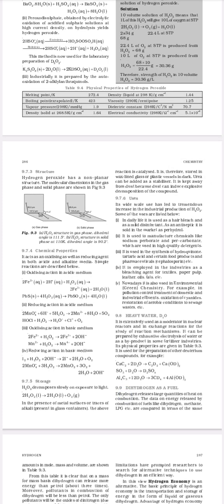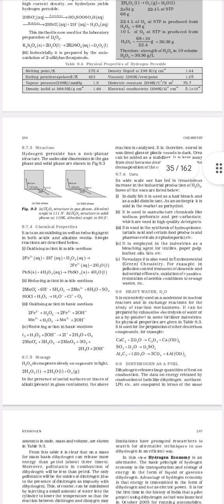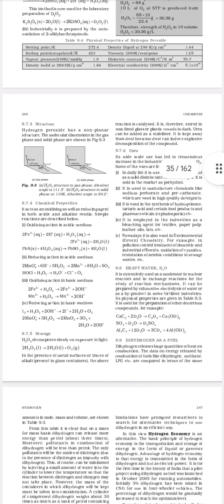Next is chemical properties of this compound. It acts as an oxidizing as well as a reducing agent in both acidic and alkaline media. Simple reactions are described below. Oxidizing action in acidic medium, reducing action in acidic medium, oxidizing action in basic medium, reducing action in basic medium.